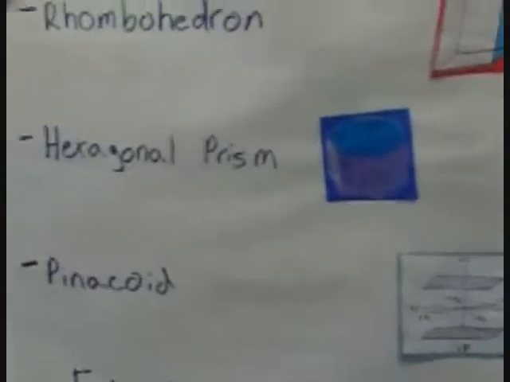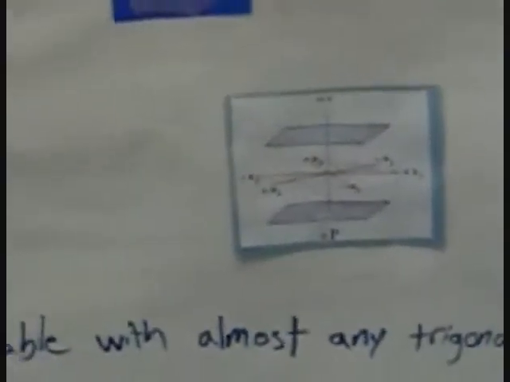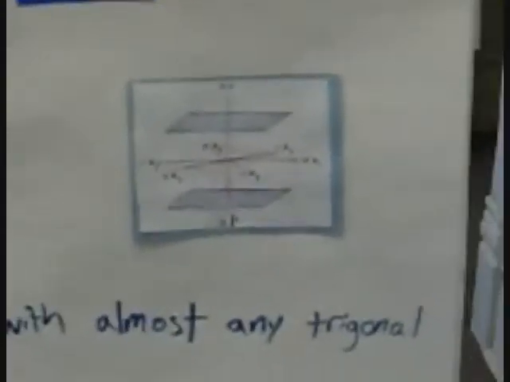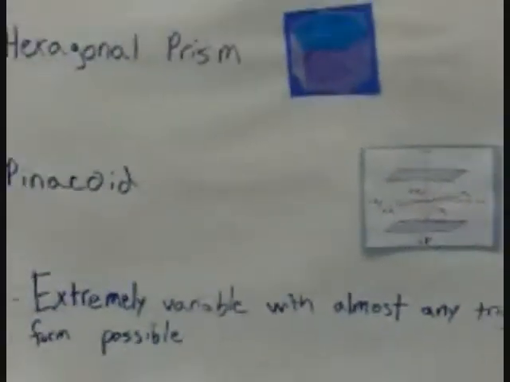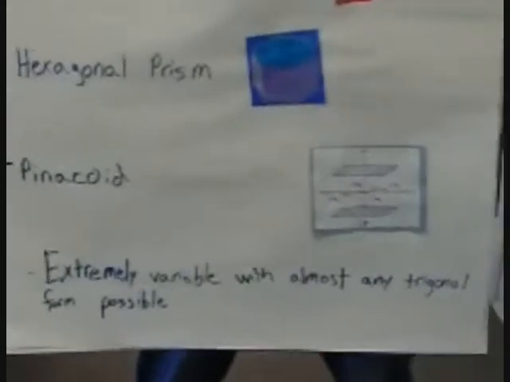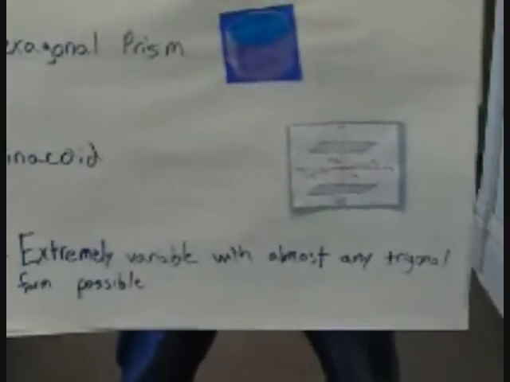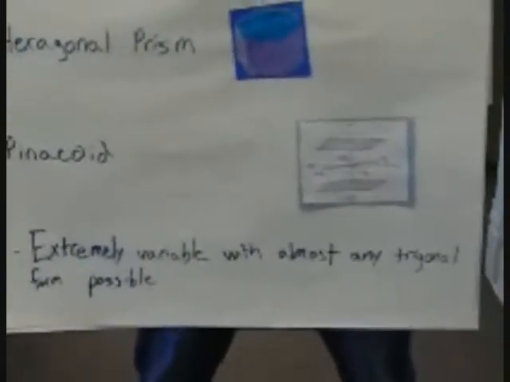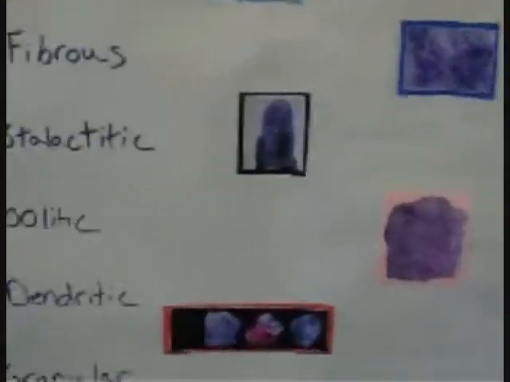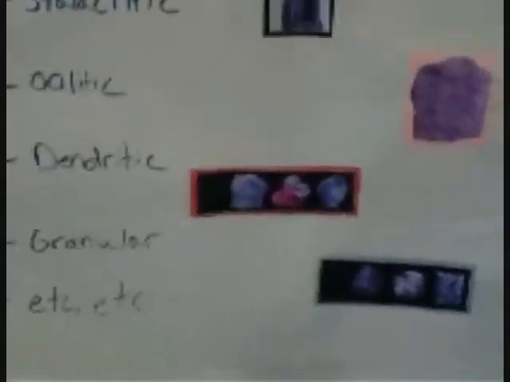Next is the hexagonal prism, which looks like that. And then finally a pinacoid, where pinacoid isn't actually a shape, it's just saying that 2 of the faces are parallel, as you can see by this picture. And most crystal habits of calcite are extremely variable, with almost any trigonal form possible. So these are a few of many options. More crystal habits of calcite: it comes in massive forms, fibrous, stalactitic, oolitic, dendritic, granular, and many more.